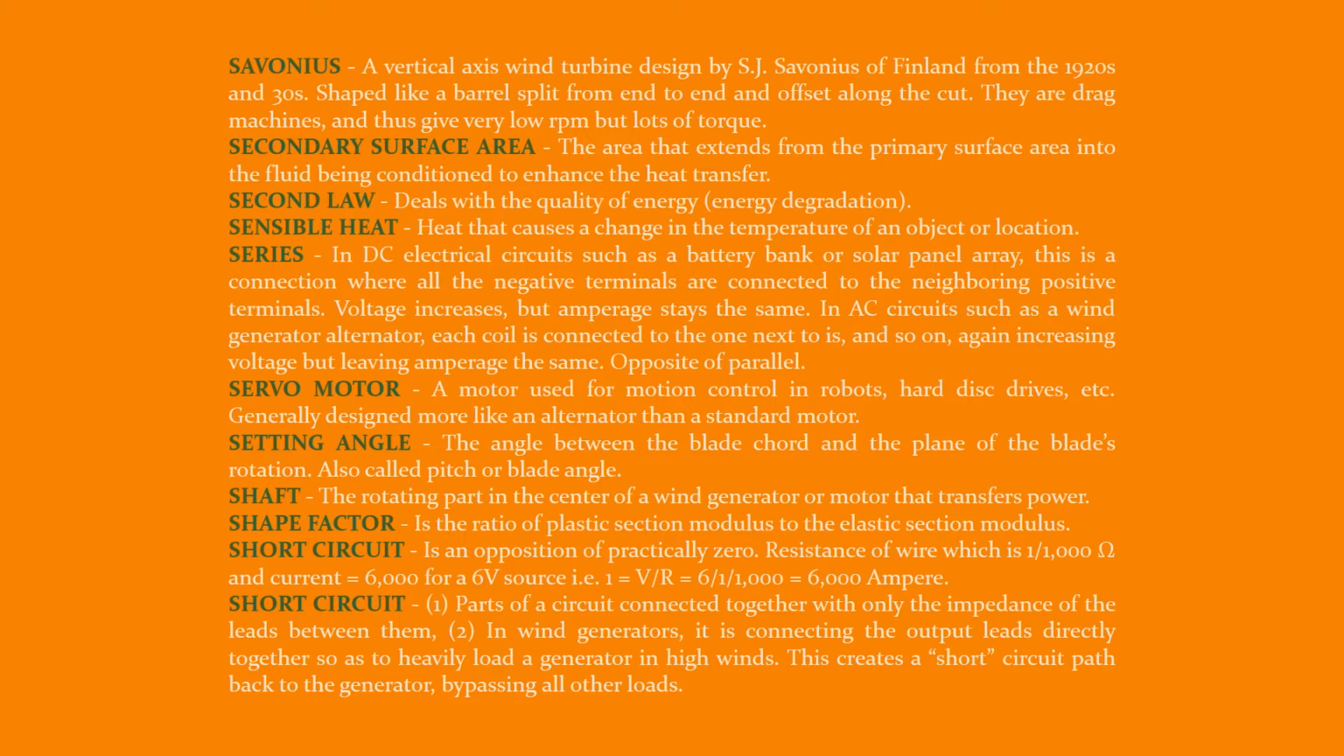Series. In DC electrical circuits such as a battery bank or solar panel array, this is a connection where all the negative terminals are connected to the neighboring positive terminals. Voltage increases, but amperage stays the same. In AC circuits such as a wind generator alternator, each coil is connected to the one next to it, and so on, again increasing voltage but leaving amperage the same. Opposite of parallel.